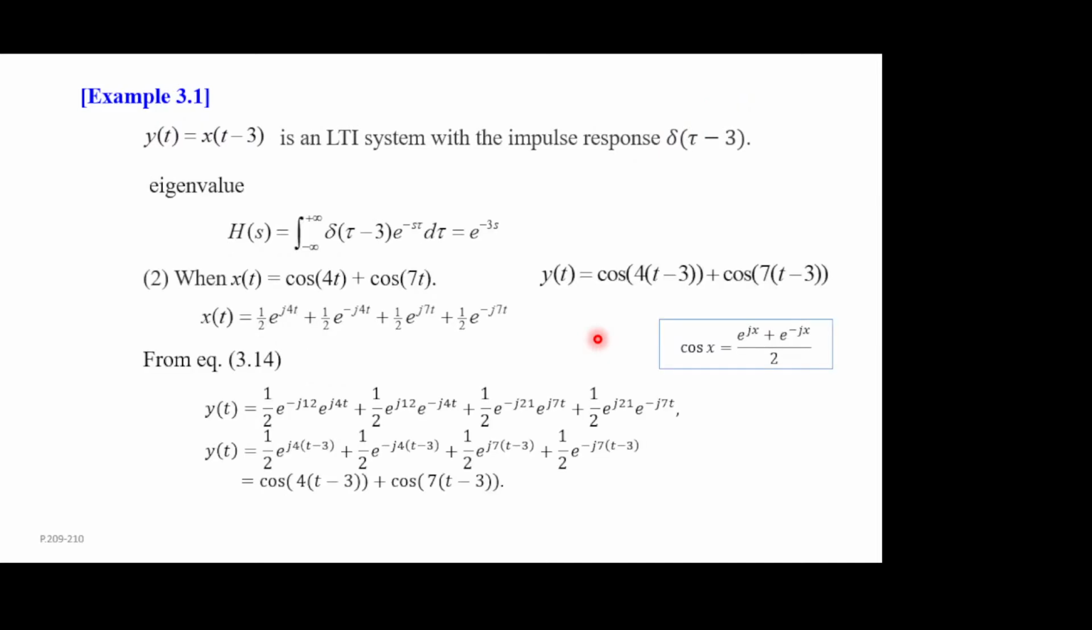If not, then let's see a little more. As we said, we have our system with h of tau equal to delta of tau minus 3, and H of s equal to e to the minus 3s. And now we give it a more complicated input. So if our input x of t is this, excuse me.